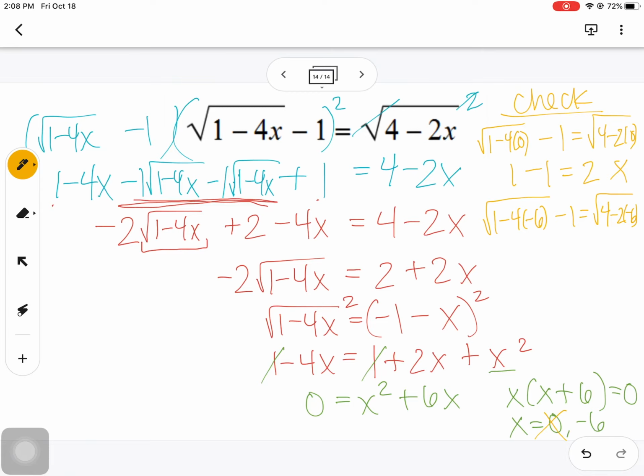Okay, when I do this one, 1 minus 4 times negative 6, this is really positive 24 plus 1, so this is square root of 25, or 5 minus 1. And I need to know if that equals negative 2 times negative 6, which is really plus 12. 4 plus 12 is square root of 16, which is 4. And those do check out. So my only answer here is negative 6. I'll write it nice and big over here. 0 is not an answer, but negative 6 is.